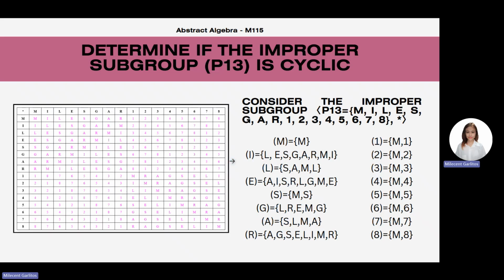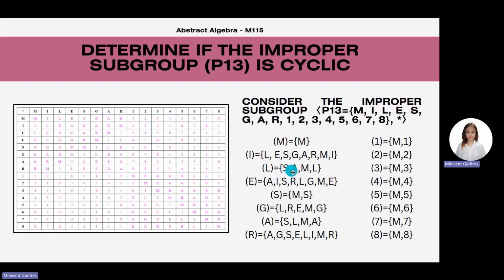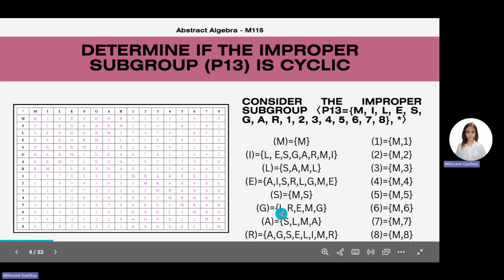The same goes for all of the elements up until the trivial subgroups that we have. So let's check. For L, we have generated the elements S, A, M, L. For the element E, we have generated A, I, S, R, L, G, M, E. For the element S, we have generated M and S. For G, we have generated L, R, E, M, G. For A, we have generated S, L, M, A. For R, we have generated A, G, S, E, L, I, M, R.